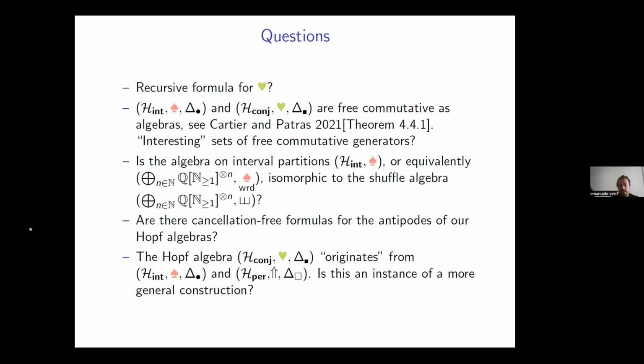And the last question is, so these conjoined permutation patterns Hopf algebra seems to be really a combination of these two other Hopf algebras. So our Hopf algebra on interval partitions and Yannick's Hopf algebra on permutation patterns, and it seems to be a mathematical phenomenon, something that is also known, but we still don't know exactly what it is, and we would like to understand it. And that's all I had to say for today.